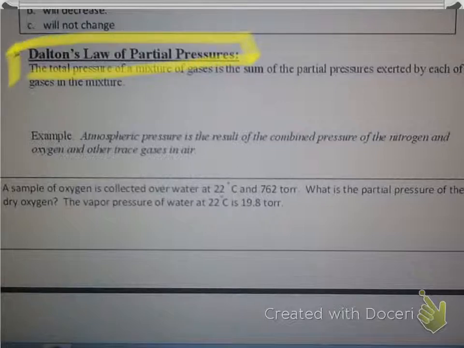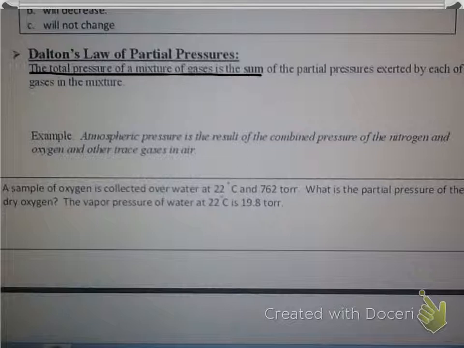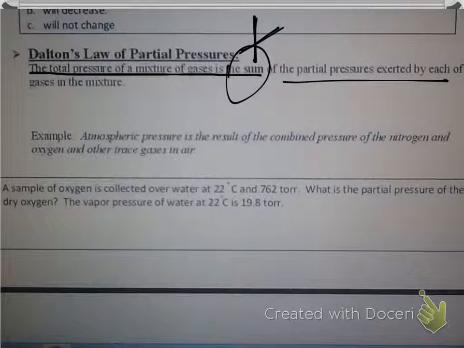And by the way, for all of these laws, I want you to know the names of the laws as well. So if I give you an equation, that's fine, but can you tell me what the name of the equation is? So what does Dalton's Law of Partial Pressure say? Dalton's Law says the total pressure of a mixture of gases is the sum, that means we're going to add things together, is the sum of the partial pressures exerted by each gas in the mixture.